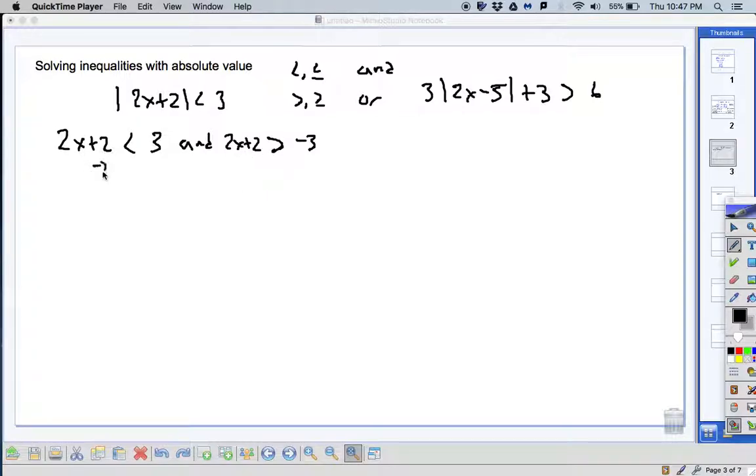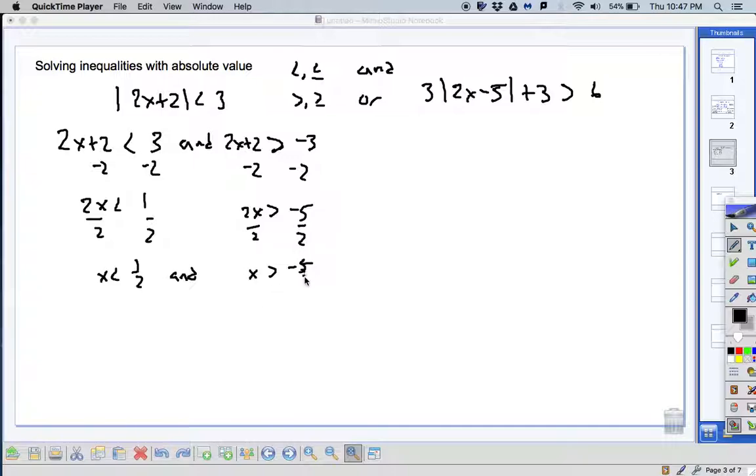So solving this, we're going to subtract 2 from both sides. You get 2x is less than 1. Divide both sides by 2. In this case, x is less than 1/2. And because that's the word that was in the middle, we're going to do the same thing on the left. Subtract 2 from both sides. We get 2x is greater than -5. Divide both sides by 2. And you get x is greater than -5/2. So we got x is less than 1/2 and x is greater than -5/2. So it ends up being that x is going to be between 1/2 and -5/2.